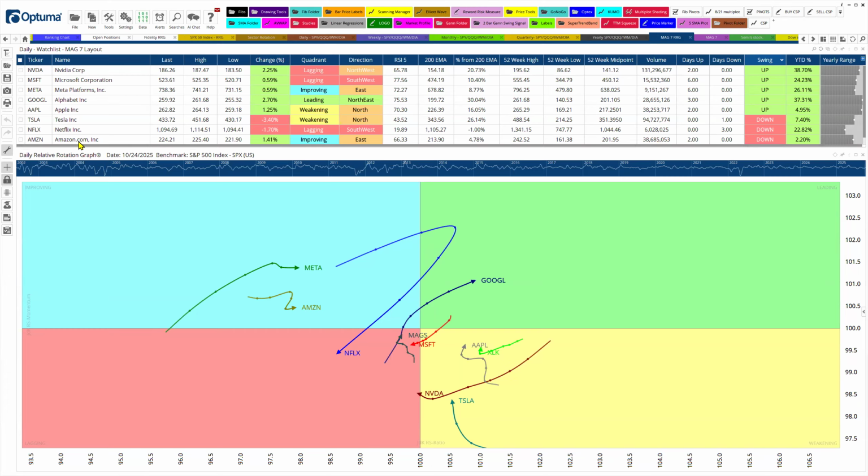So we have Amazon, which has a swing down. We have Netflix has a swing down. We have Tesla has a swing down. The rest of the swings are up. We have Nvidia up, Microsoft up, Meta up, and Google up, and Apple. I'm kind of surprised, man. Apple started the year very high.